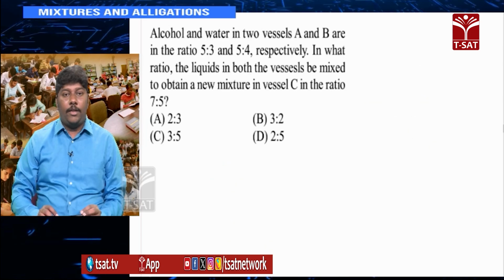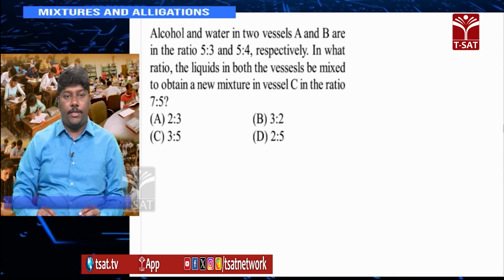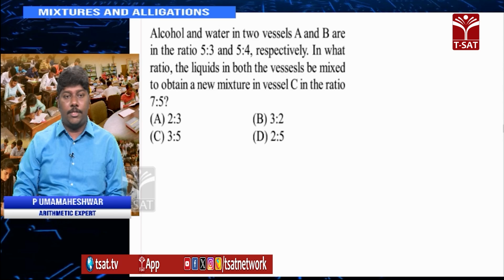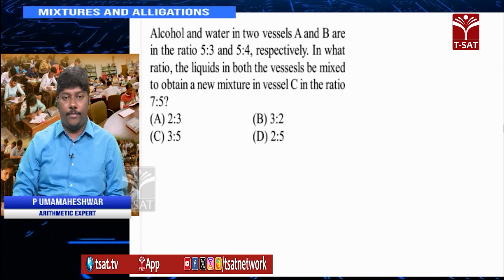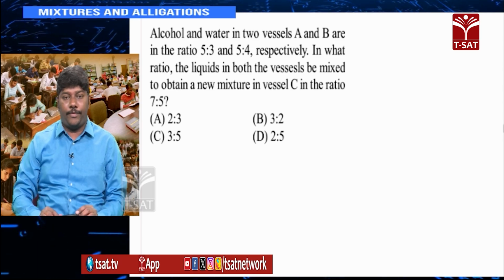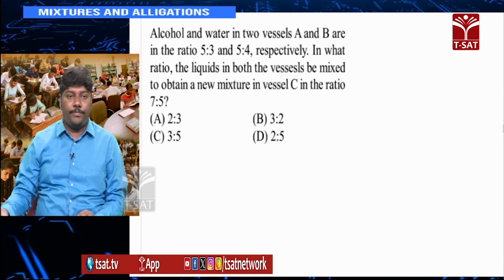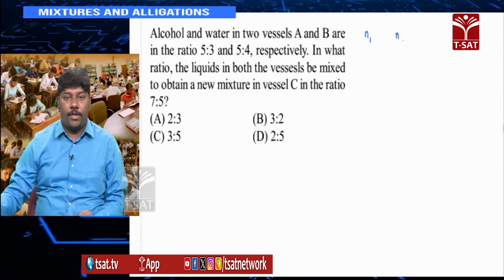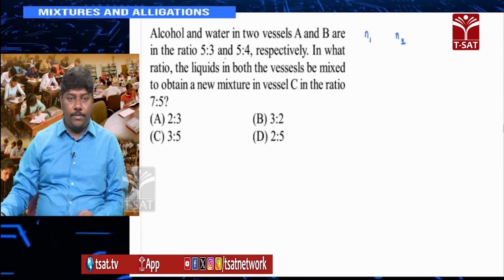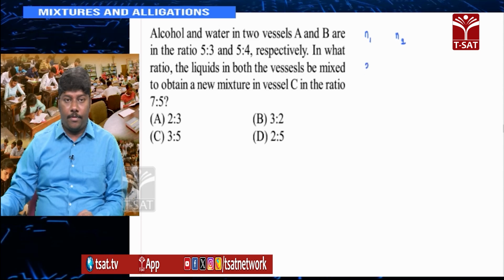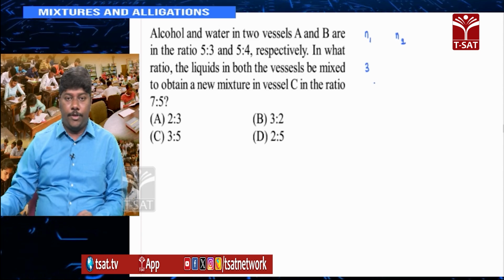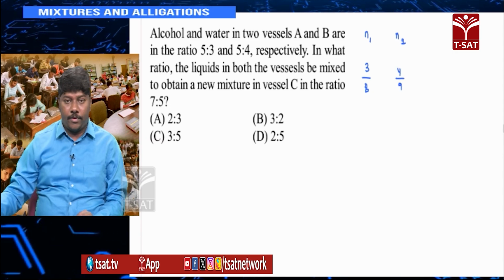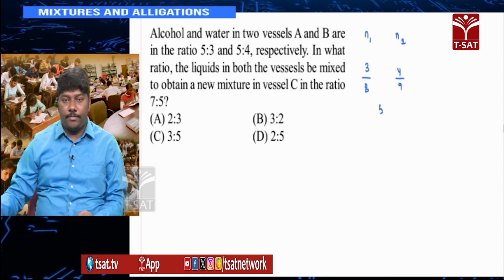Next one, alcohol and water in two vessels A and B are in the ratio 5:3 and 5:4 respectively. In what ratio should the liquids in both the vessels be mixed to obtain the new mixture in vessel C in the ratio 7:5? So, it is asking you simply N1:N2. You take any one of it, you will get the answer. You can take the smaller one. I am taking the water ratio in both of them: 3/8, second one is 4/9, last one is simply 5/12.